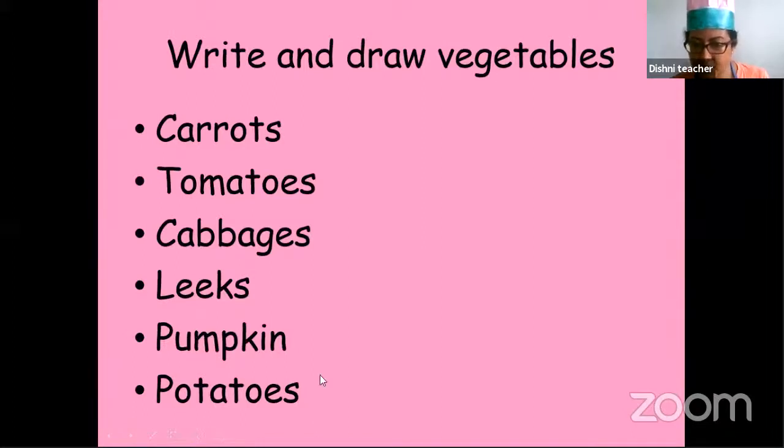You have to write these vegetables and draw pictures and color at home. Okay. Now write carrots, tomatoes, cabbages, leaves, pumpkin, potatoes. Now you have to write one by one and keep the space for the picture. You have to draw it at home as a homework. You have to do it.